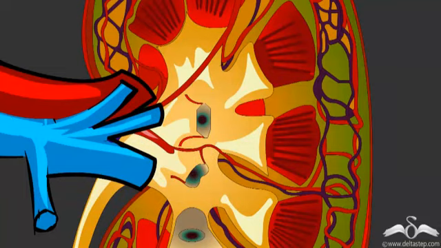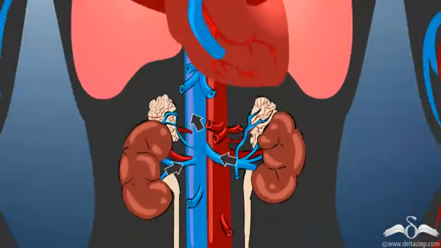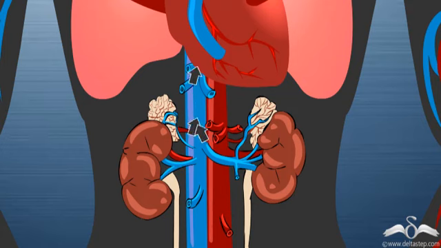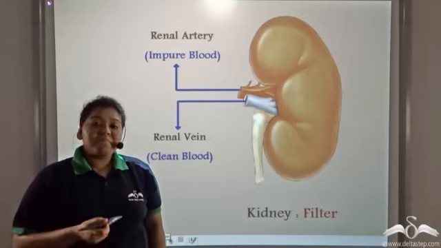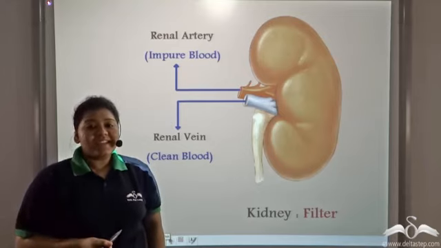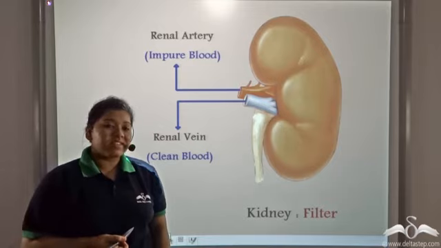Note that all the blood coming out of the heart doesn't pass through the kidney. A fraction passes through and is filtered. But since the process goes on continuously, impurities are filtered out of the blood. So the main function of the kidney is filtration.